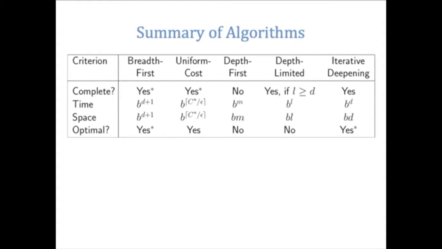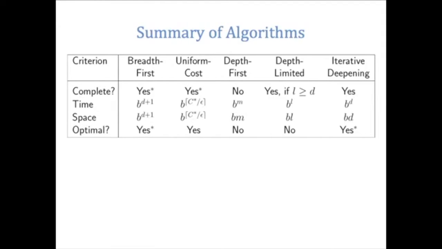So, looking at all the algorithms we've come across in the last couple of classes, breadth first, yes, it's complete and it's optimal, but the time complexity is O of b to the d basically, and space is still b to the d. It's pretty bad. Uniform cost search, basically the same as breadth first search. Depth first search, unfortunately not complete because you get into a situation where it keeps expanding nodes down and doesn't limit and doesn't come back up.